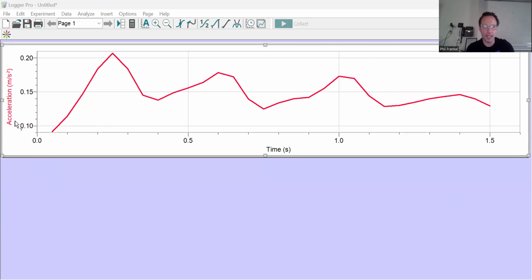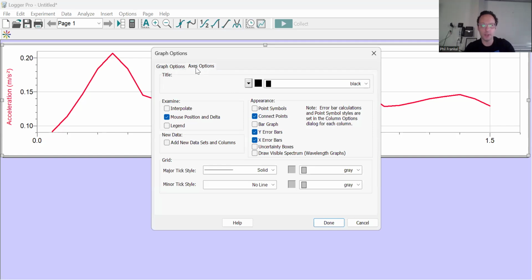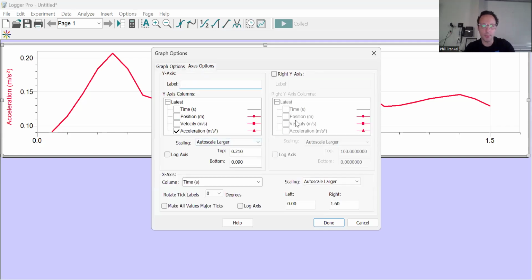Notice the vertical axis here where the acceleration is being measured. First of all, the vertical axis doesn't start at 0. That should raise some suspicion. Second of all, the axis only goes from 0.1 meters per second squared to 0.2 meters per second squared. So to get a better idea of just how much or little the acceleration is actually varying, I'm going to click on the graph, go to axis options, and change the appearance of this graph by changing this from negative 0.7 meters per second squared to positive 0.7 meters per second squared.